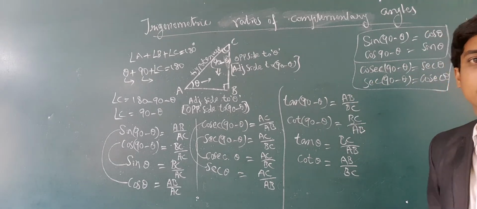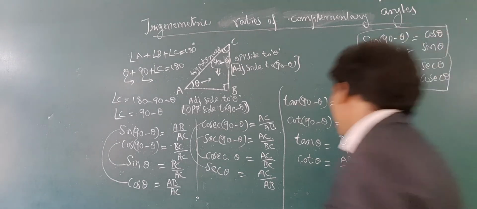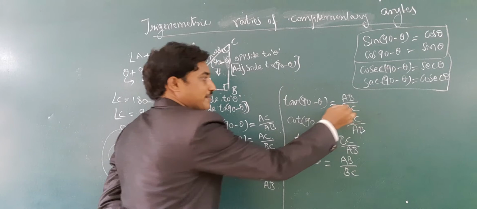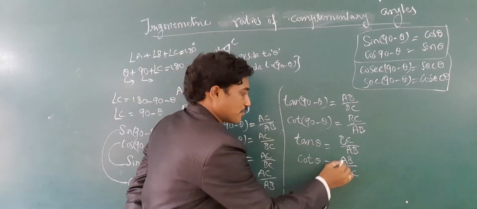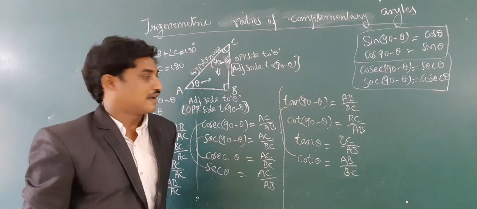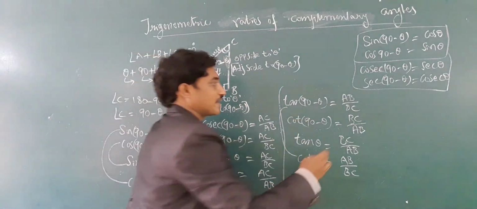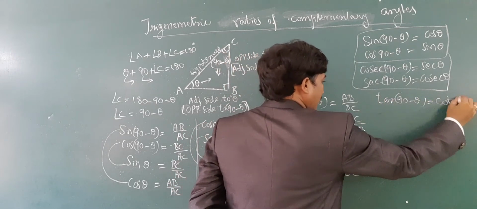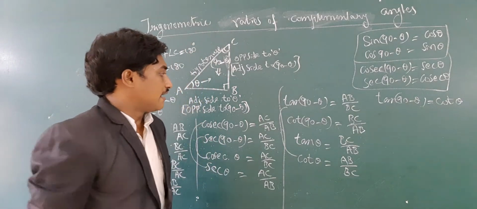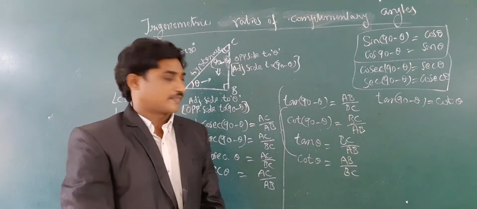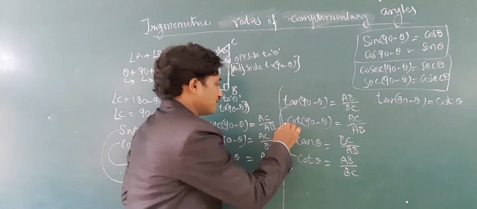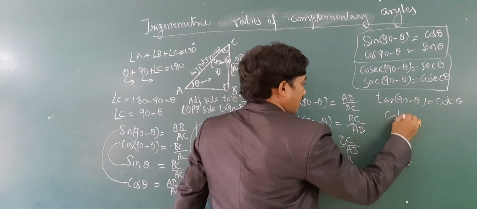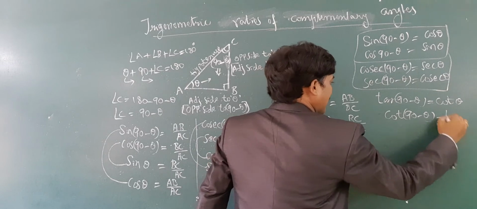These two are equal. Next, if we observe tan theta and cot theta, tan 90 minus theta is AB by BC, cot theta is AB by BC. These two are equal. Tan 90 minus theta equals cot theta. Cot 90 minus theta is BC by AB, and tan theta is also BC by AB. These two are equal. So cot 90 minus theta equals tan theta.